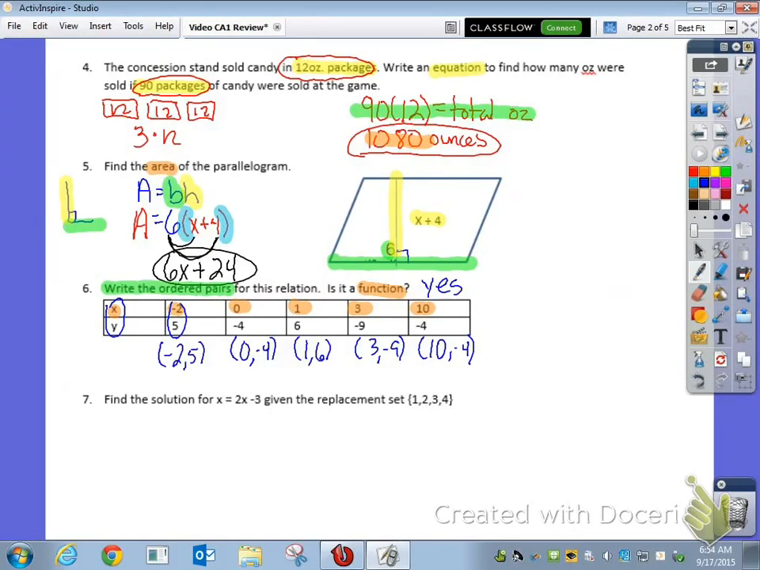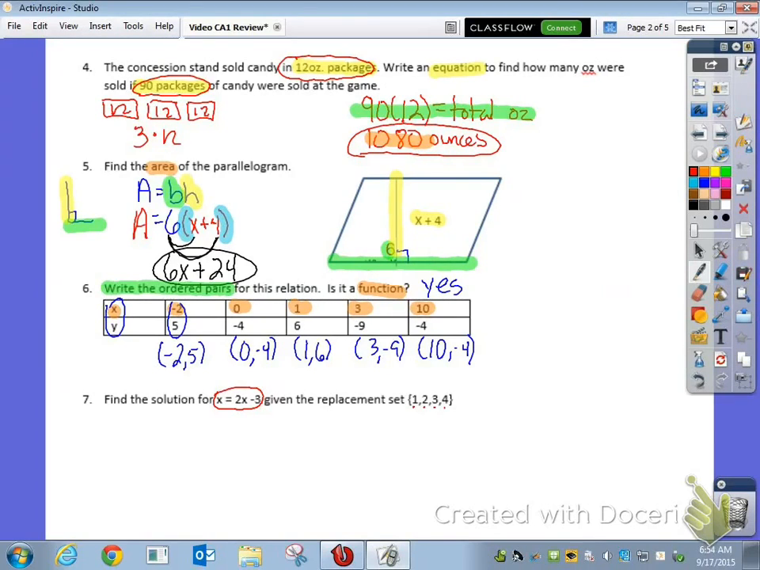On number 7, they want you to find the solution for an equation, and it gives you a replacement set. Now, remember, when there's a replacement set, look for that equation. And my equation, notice it has x equals, and it has this whole thing. So I'm going to start with that. Now, the replacement set gives me 1, 2, 3, 4. So there's 4 of them. So I'm going to have 4 different problems. I'm just going to do one at a time.